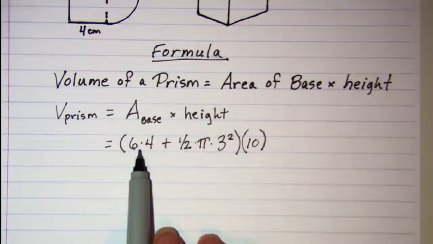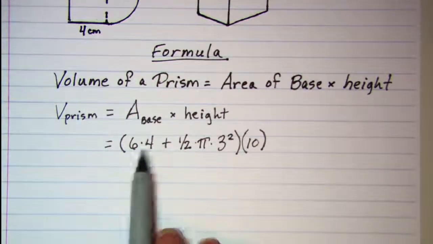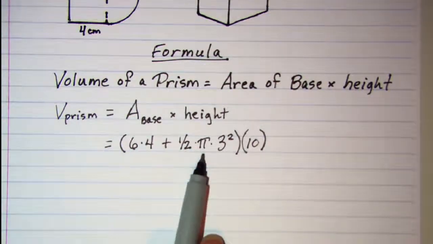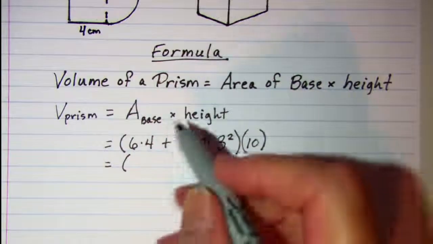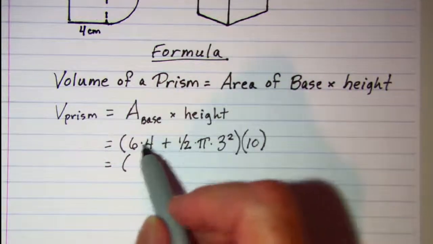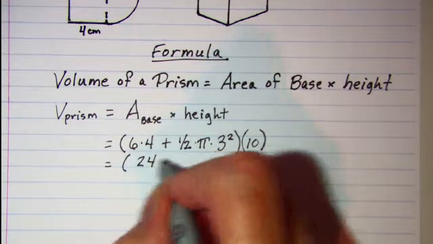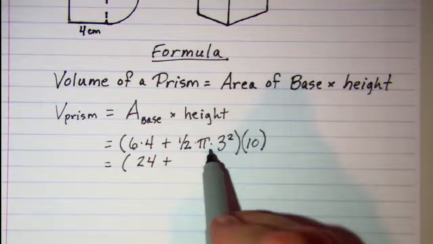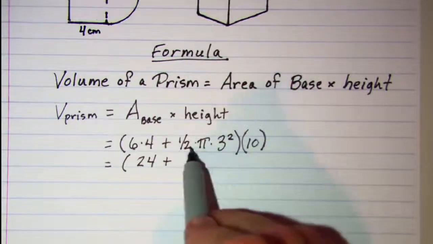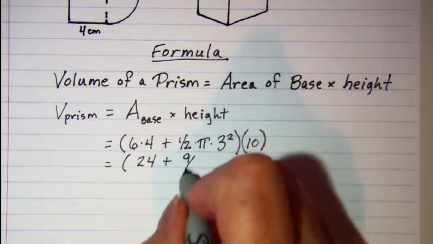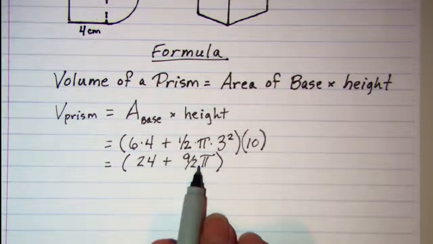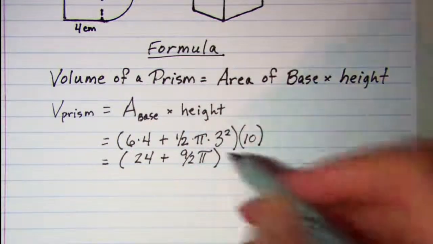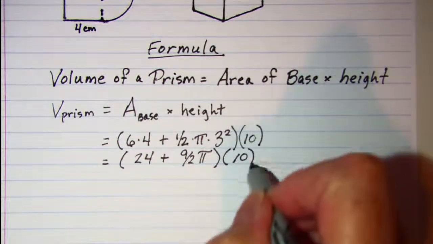Now, when we do our math here, we're going to have a rational term, and we're going to have an irrational term. We won't be able to put those together. So let me write those separately. 6 times 4 is 24, plus, and then 3 squared is 9, times 1/2 is 9/2, times pi. So this is my rational term, and this is my irrational term, and you can't add those together. And then that's multiplied by the height, which is 10.